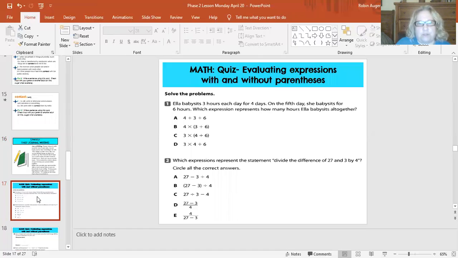So let's look at this first. Again, it's still evaluating expressions with and without parentheses. And we have to remember our, please excuse my dear Aunt Sally, okay? PEMDAS. And in fact, I think I'll write that right on here.